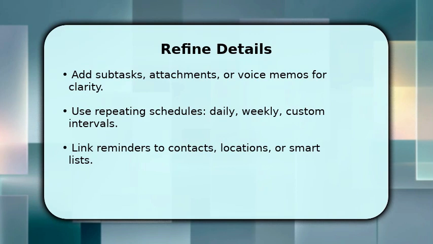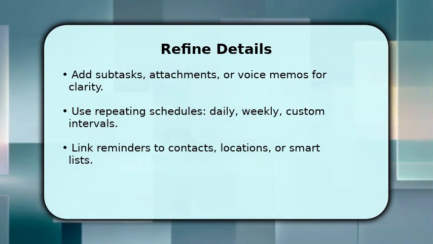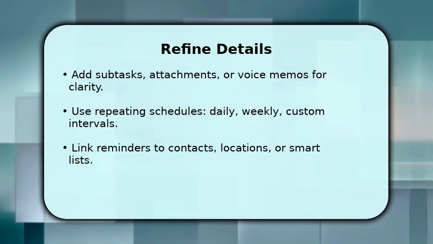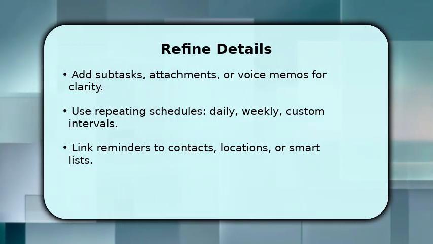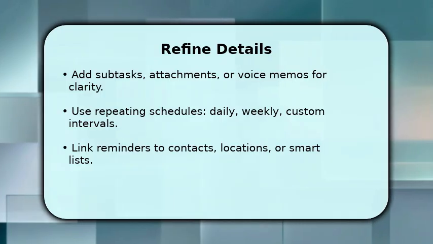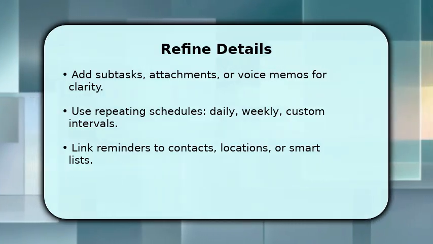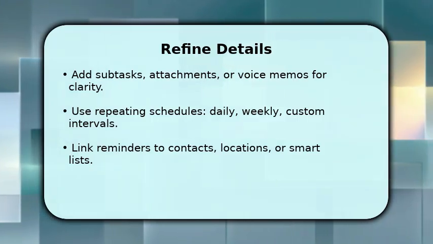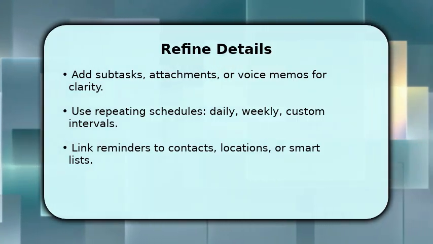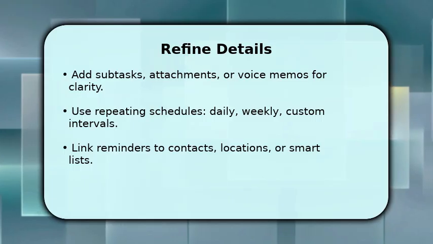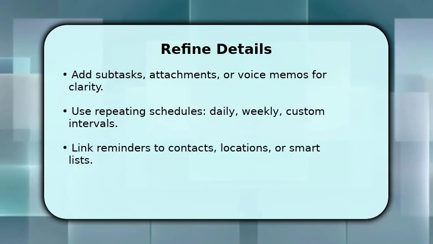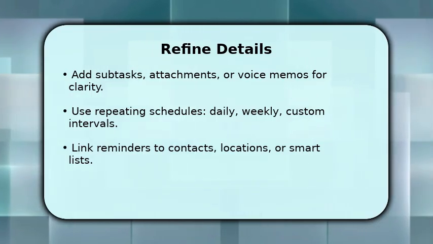Now refine the reminder so it actually gets done. Add subtasks for multi-step items and attach photos, documents, or a voice memo to capture details. Use the repeat option for routines. Select daily, weekly, or create a custom interval like every 3 weeks. Link the reminder to a contact or set a location-based trigger to fire when arriving or leaving. Once complete, save and test a sample reminder so you understand how notifications look and behave.